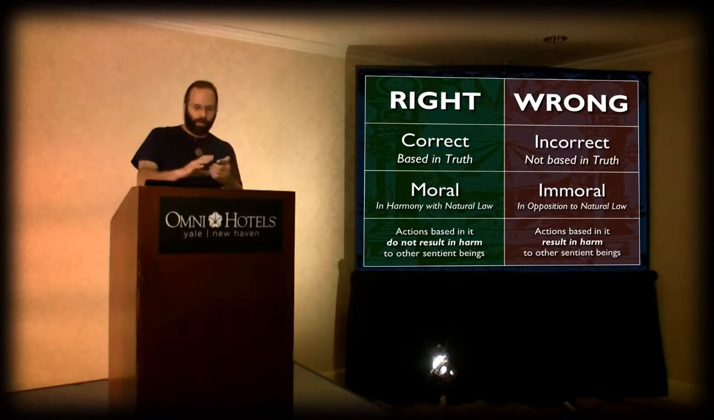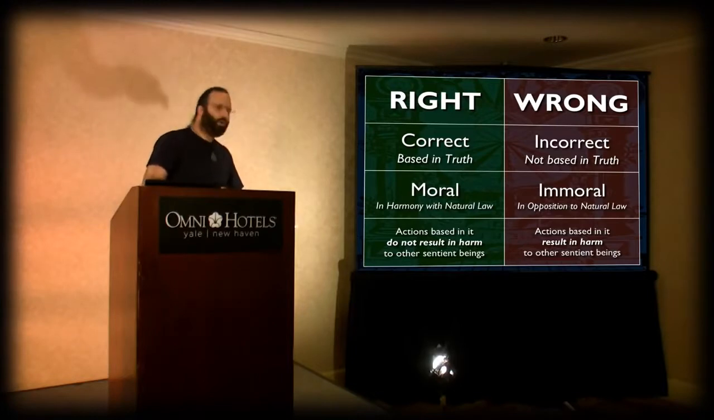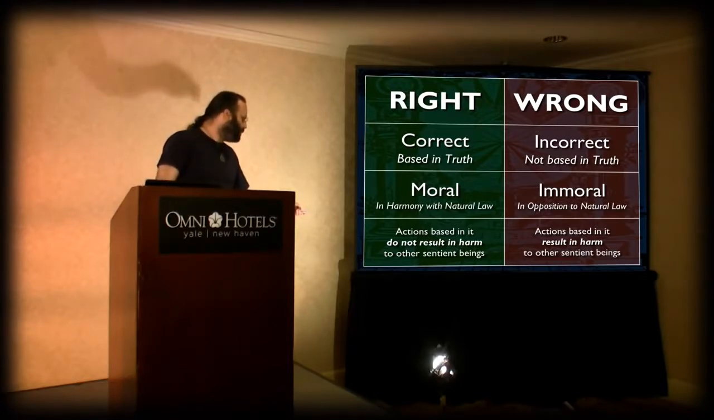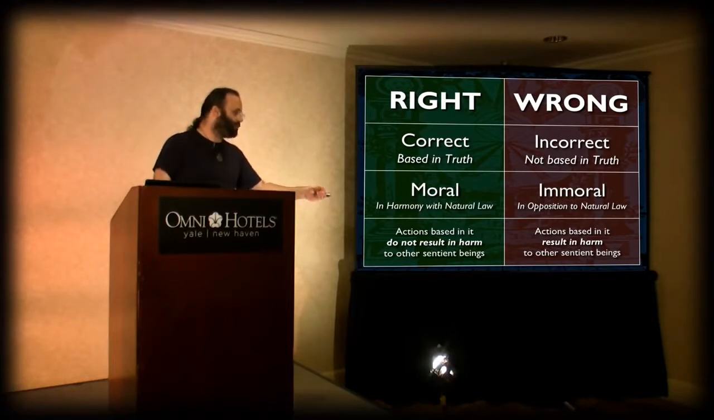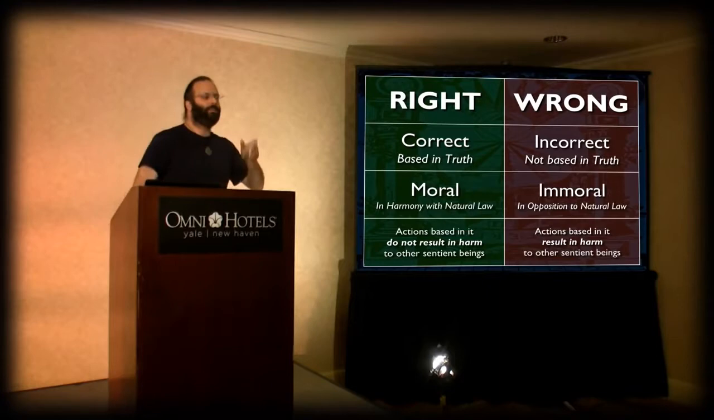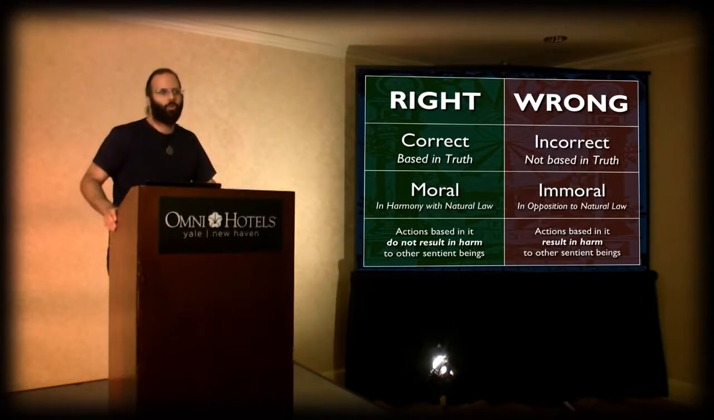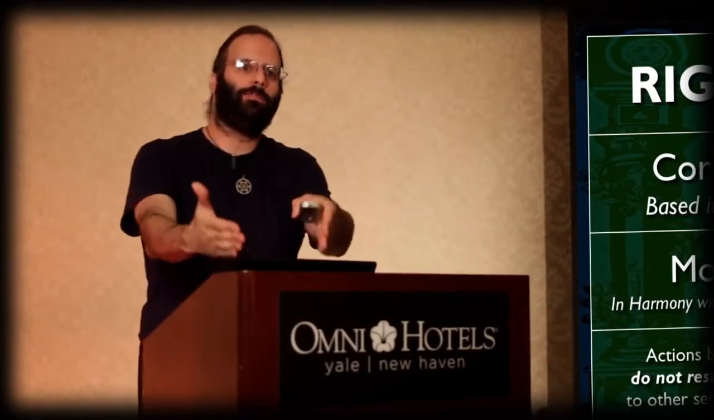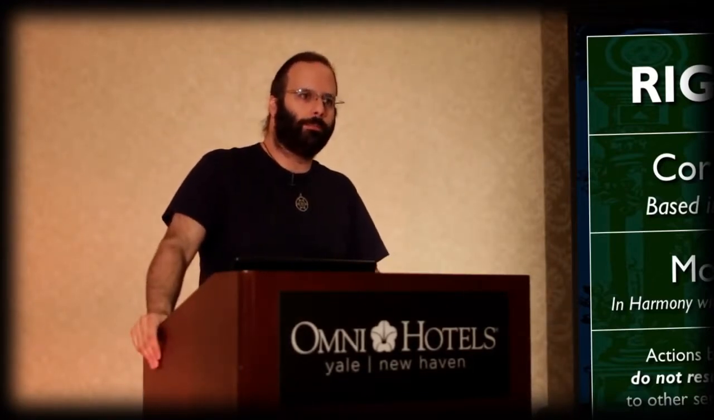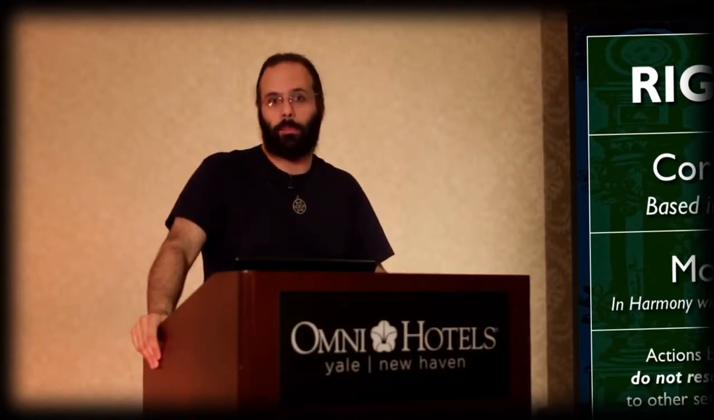Because in reality, to even start this, what have we based this definition on? Actions based in it do not result in harm, right? That's the negative of another definition. Well, it's the negative of this definition. So you can only actually define a right by knowing what a wrong is. A right technically cannot be defined outside of the negative. A right can only be defined apophatically, meaning understanding what a wrong is and then stating that it is anything that falls outside of the parameters of wrongdoing. And we're going to get to what those parameters are.